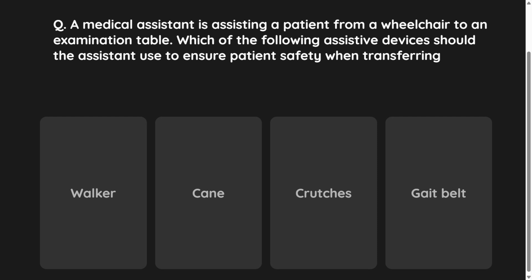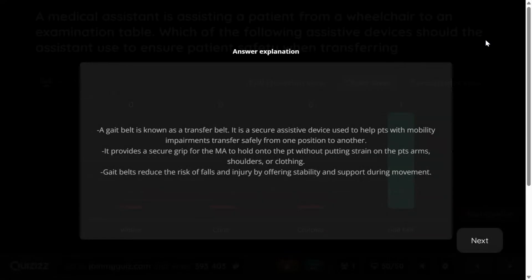Now, if you said gait belt, then you are 100% correct. A gait belt is also known as a transfer belt. It is a secure assistive device that's used to help patients with mobility impairment transfer safely from one position to another. Those gait belts provide a secure grip for the medical assistant to hold on to the patient without putting strain on the patient's arms, their shoulders, or their clothing. Gait belts do reduce the risk of falls and injury by offering stability and support during movement.